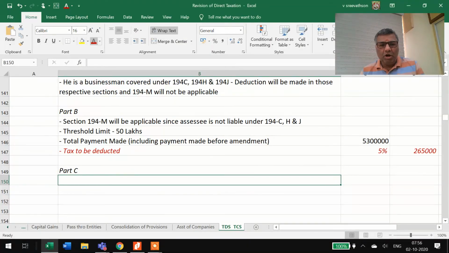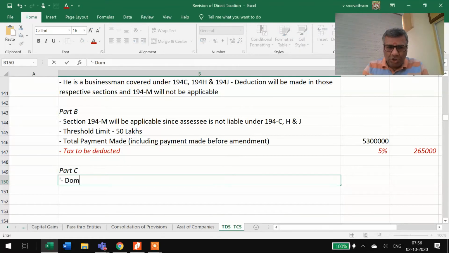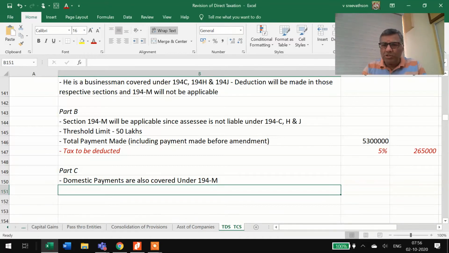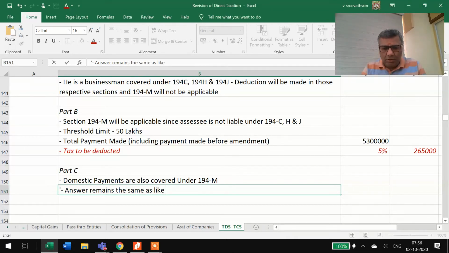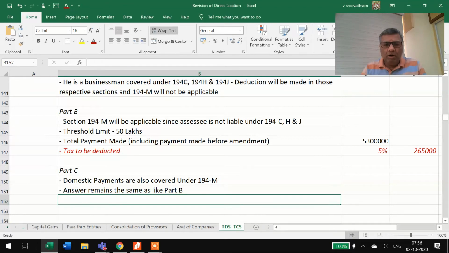Okay, for personal purposes, domestic payments are also covered under 194M. Answer remains the same as in part B. Domestic payments are also covered. Basically, this is for domestic payments, basically for contractors.